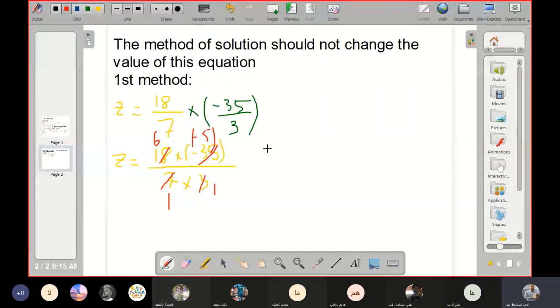So now we multiply 6 times minus 5, which is minus 30, over 1 times 1, which is 1. Finally, the final answer: z is equal to minus 30.